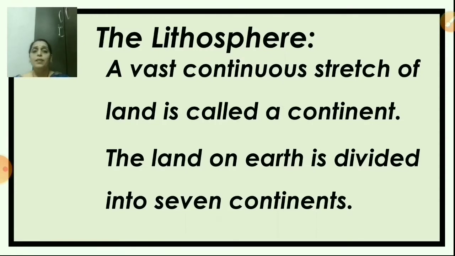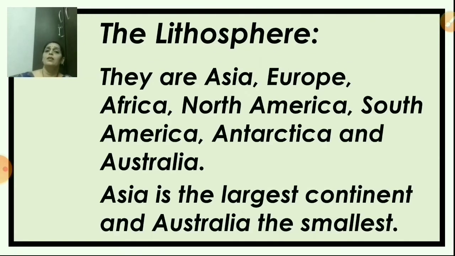Now we are going to see the 7 continents. They are Asia, Europe, Africa, North America, South America, Antarctica and Australia. Among these, Asia is the largest continent and Australia is the smallest continent.